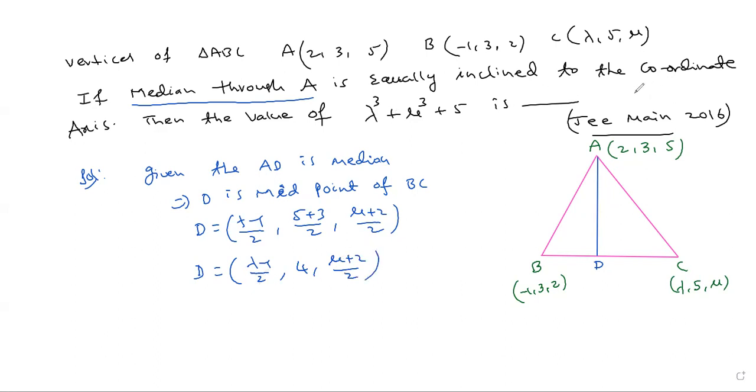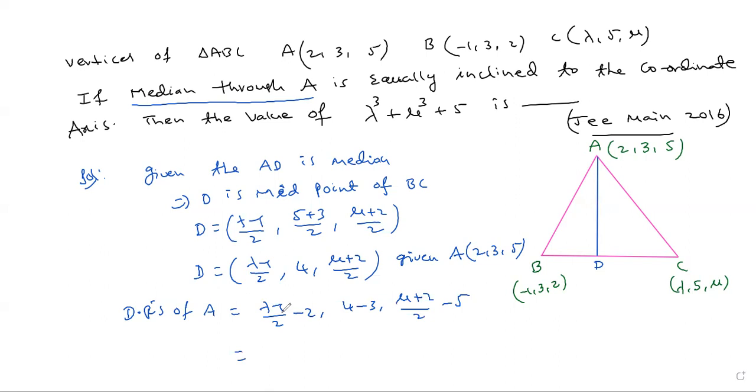Now AD is making equal angles with the coordinate axes. Okay, so first we find this AD. What is given? A, and we got the D point. A is given as (2, 3, 5). Now find the DRs, the direction ratios of AD, which is equal to (lambda minus 1)/2 minus 2, 4 minus 3, (mu plus 2)/2 minus 5.